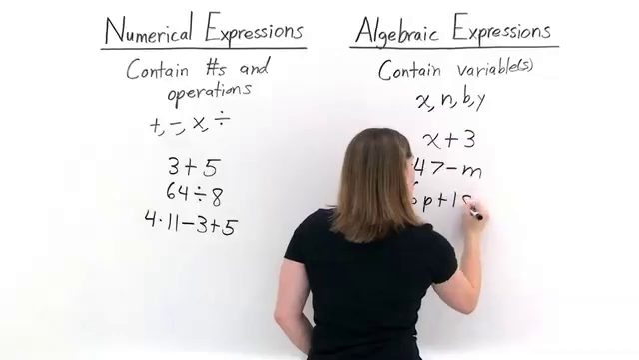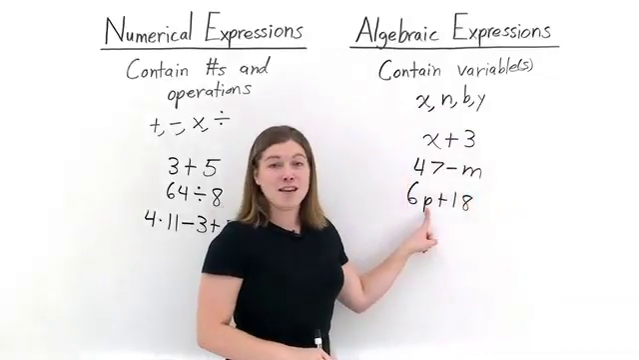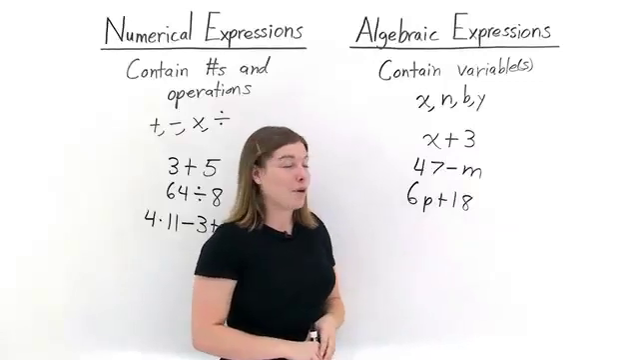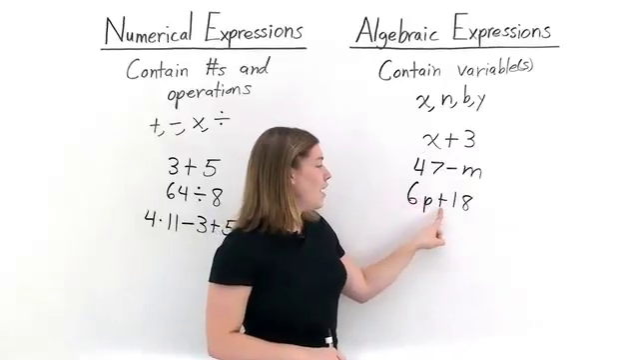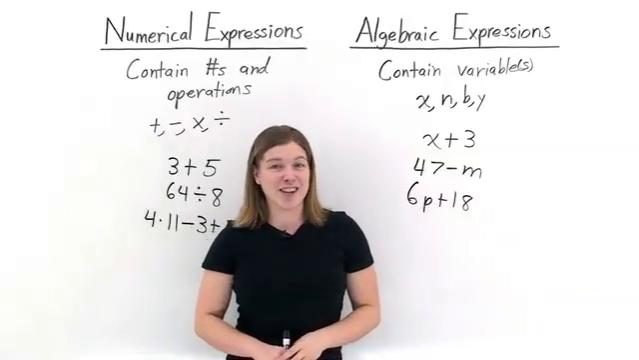6p plus 18 is another algebraic expression. We have a variable p. Here we actually have multiple operations as well, multiplication and addition. But since there's at least one variable, we have an algebraic expression.